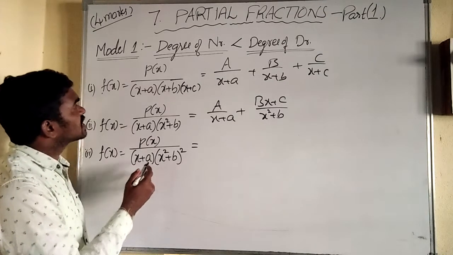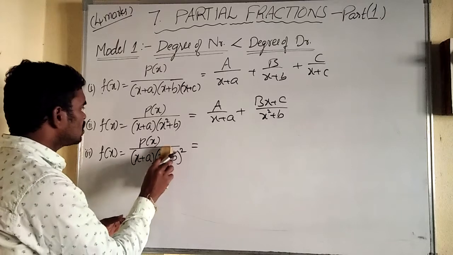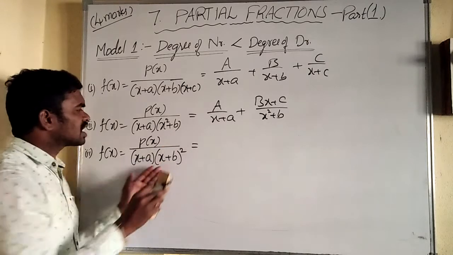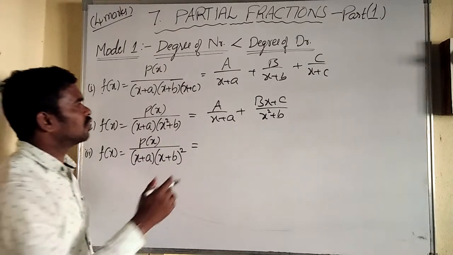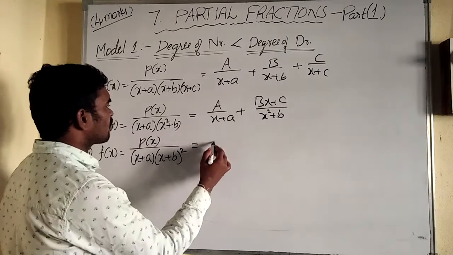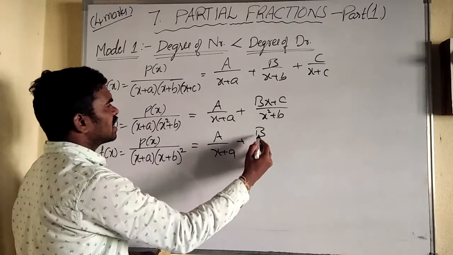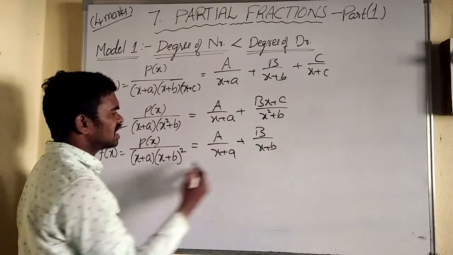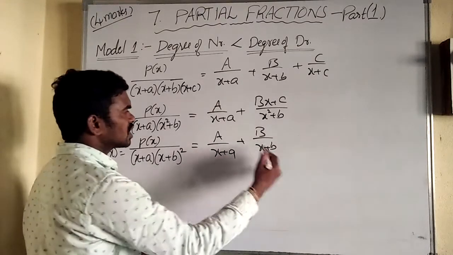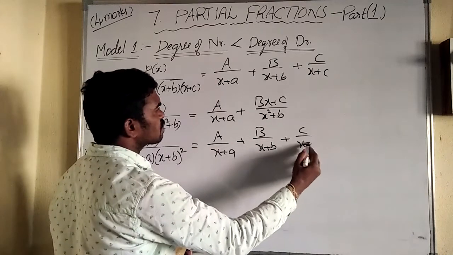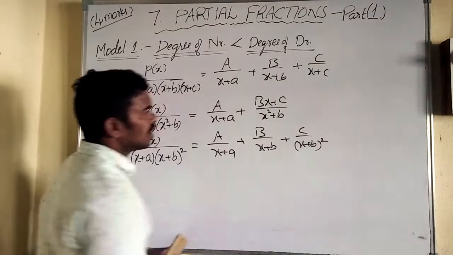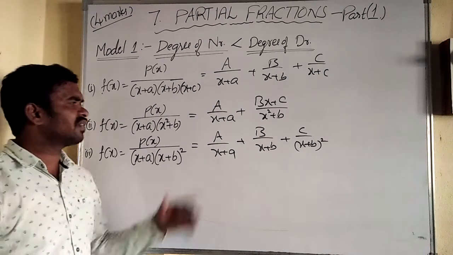Now the third case in this model 1. (x plus a) into (x plus b) whole square is there, for example. For this type of question we can write A by (x plus a), this is linear, plus the second one is B by (x plus b), and since it is a square it is written 2 times, so plus C by (x plus b) whole square. I think you got it. In this way we have to split.